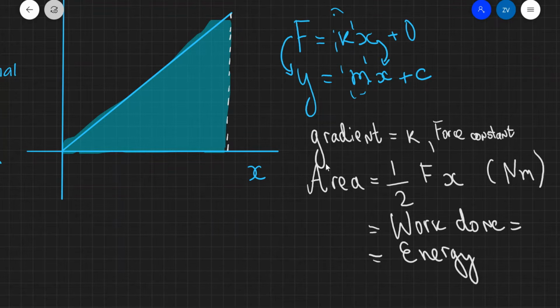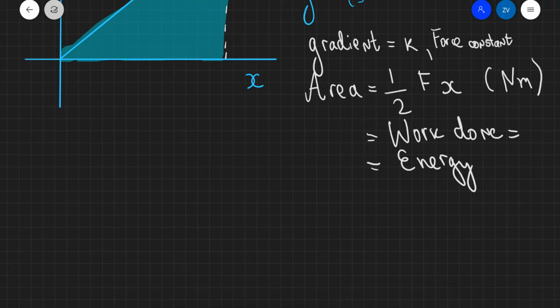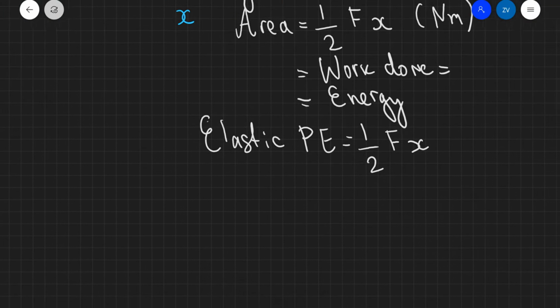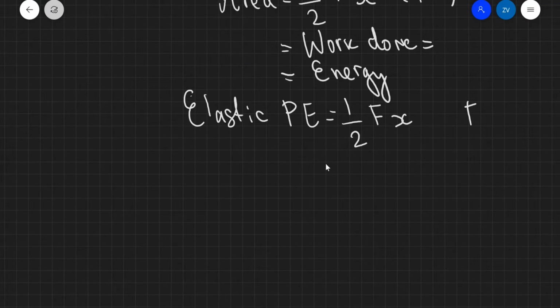This energy in particular is known as elastic potential energy, and it has the following two formulas. So let's just write this down. Elastic potential energy is the area underneath the curve, which is a half Fx. But because of Hooke's law, we know that F is equal to Kx, like so.